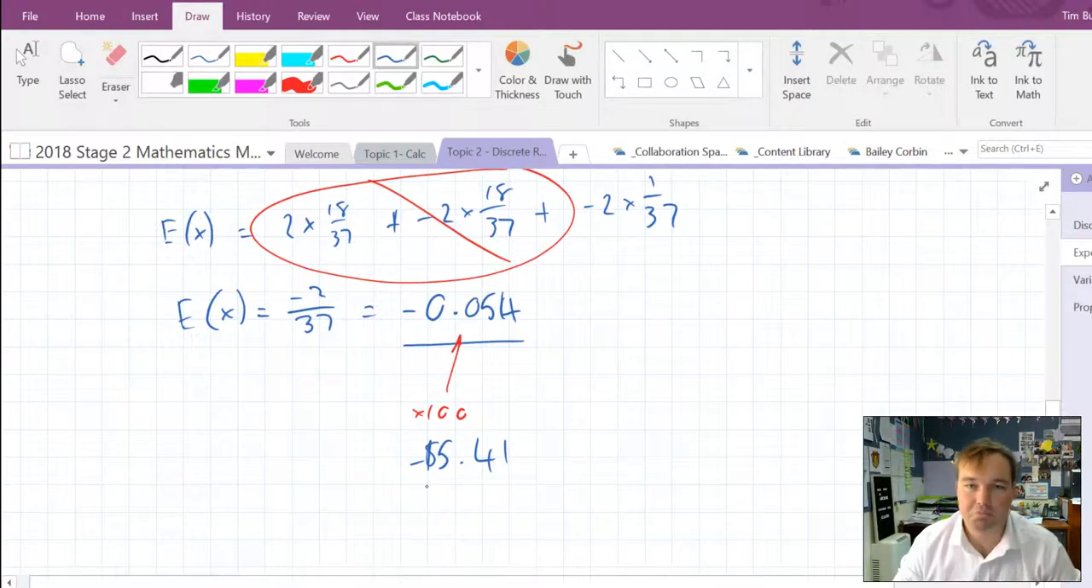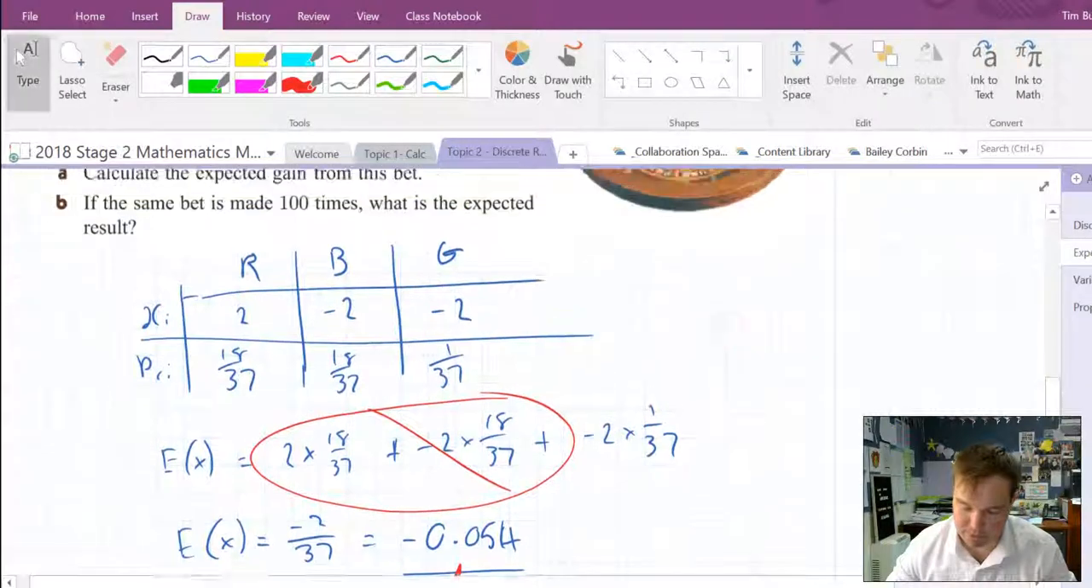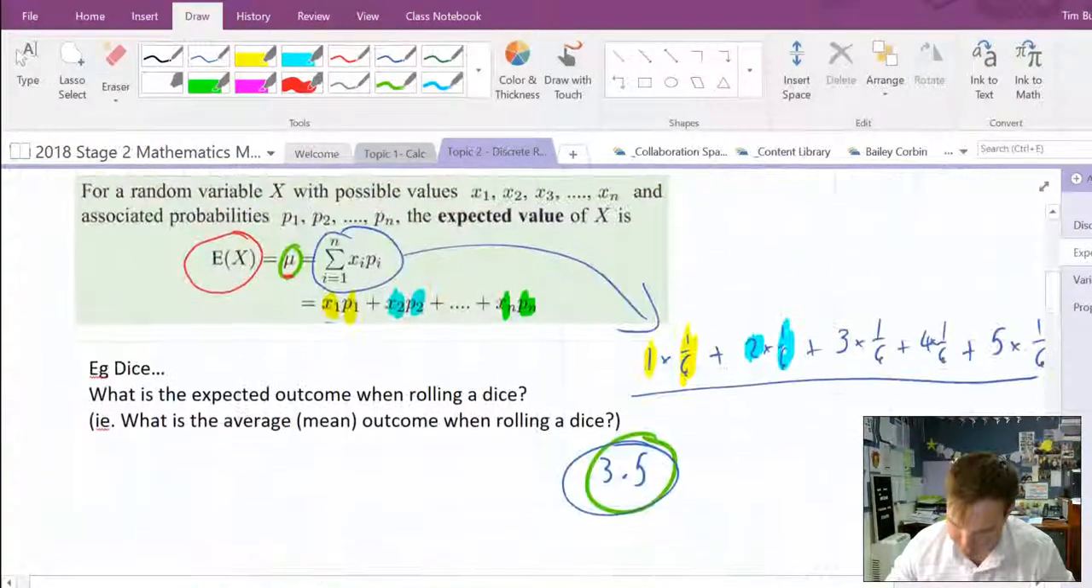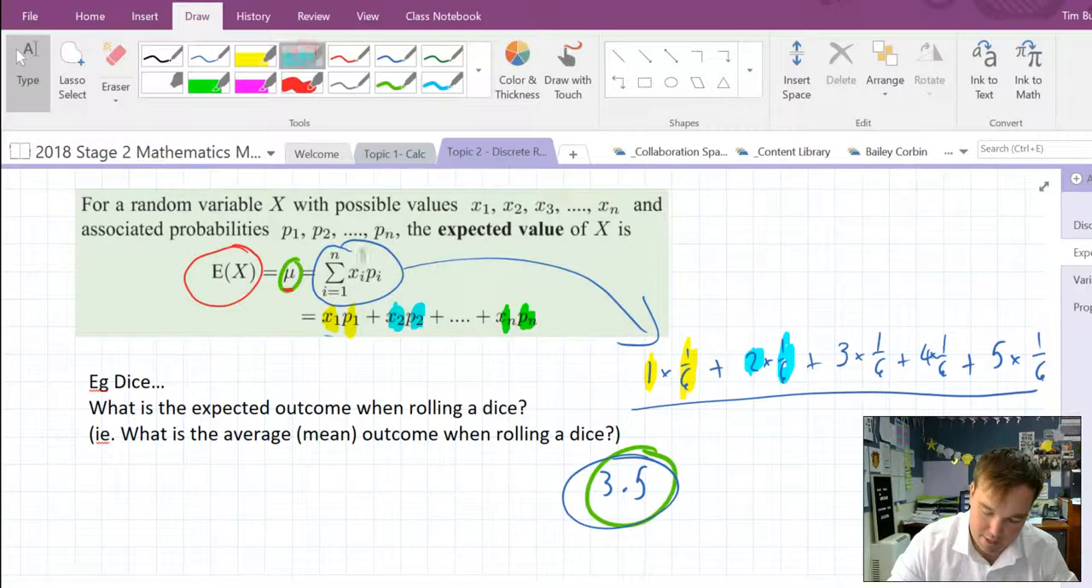Alright. We'll do more examples on expectation. The important thing to remember is that the expected value doesn't have to be one of the outcomes on the table. So the expected value of a dice is 3.5, and there is a formula for calculating it.